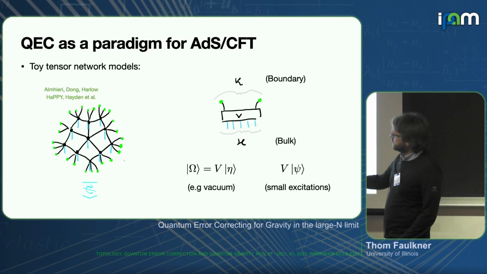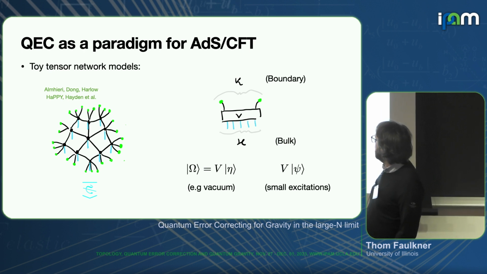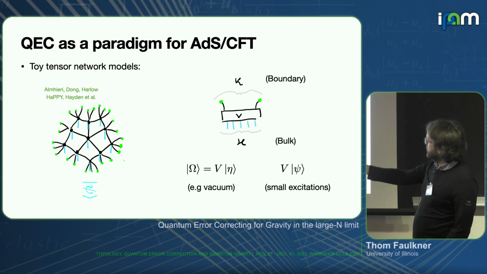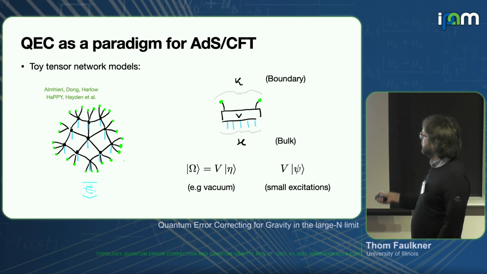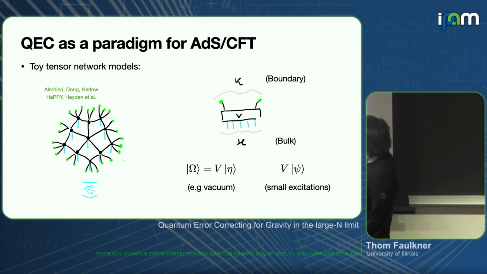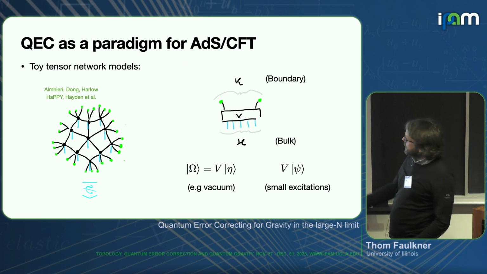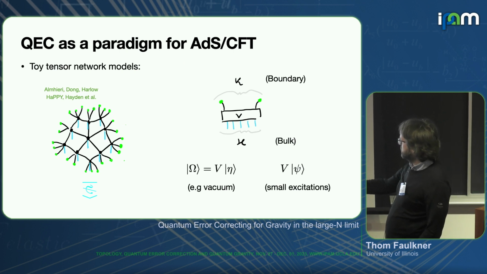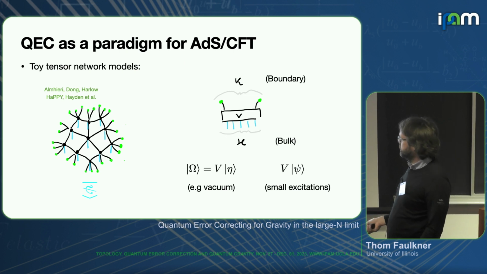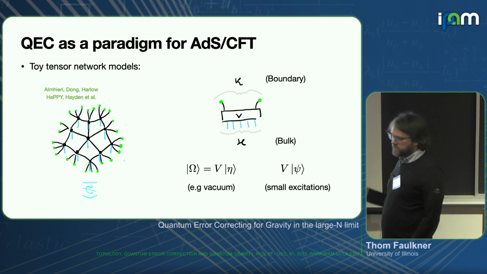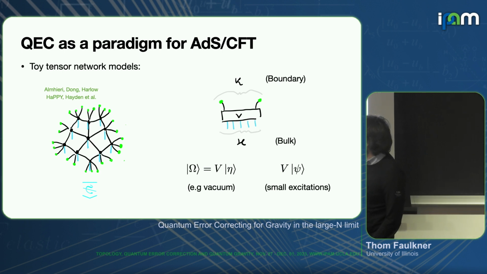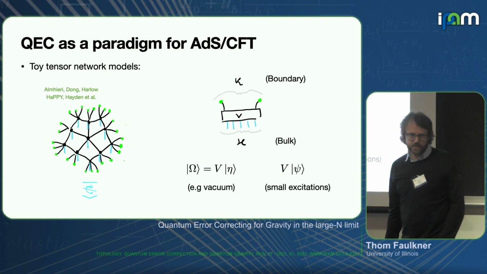There are various tensor networks that we could pick. You can think of this picture simply as some map between the bulk Hilbert space that I'll call H, and the boundary Hilbert space K, or kappa. And this is meant to describe some state, for example, the vacuum of the CFT, and small excitations about that vacuum by feeding different states into this network.